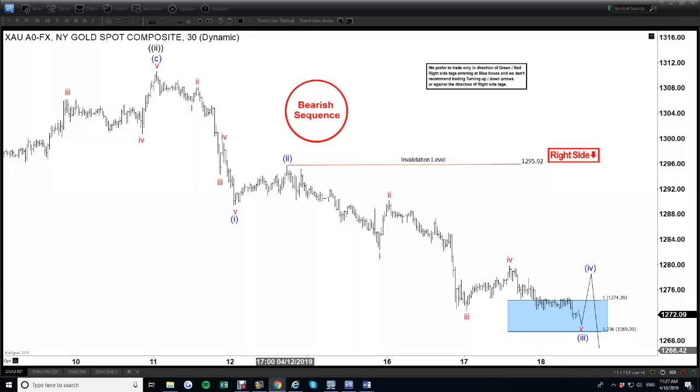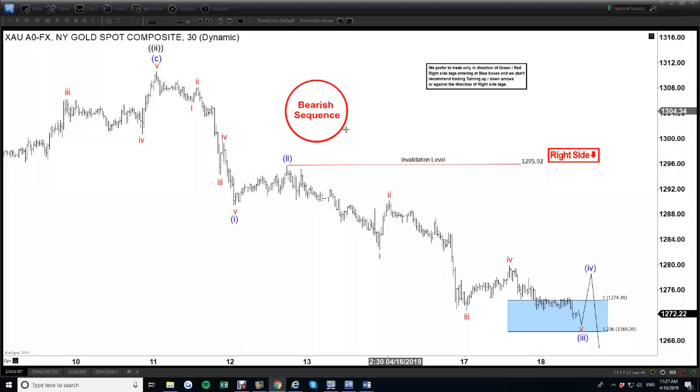2019, and the time is around 3:30 a.m. GMT. Today we will be updating the chart of gold. This is the gold 30 minutes chart, short-term outlook. We can see a bearish sequence stem, with the direction to the downside in red. So what this is telling us is that we are still favoring more downside in gold.